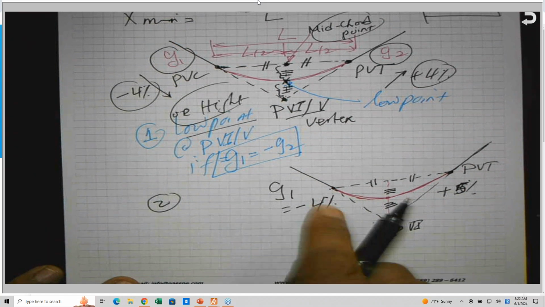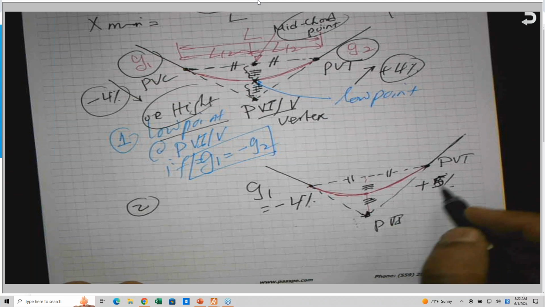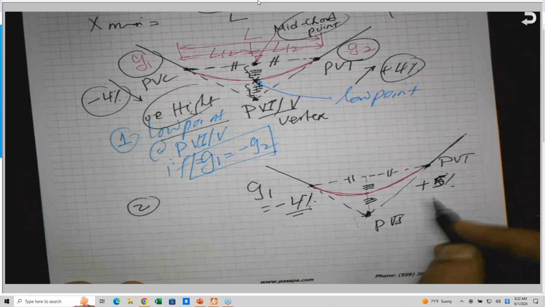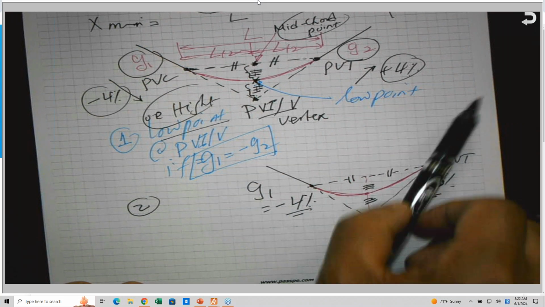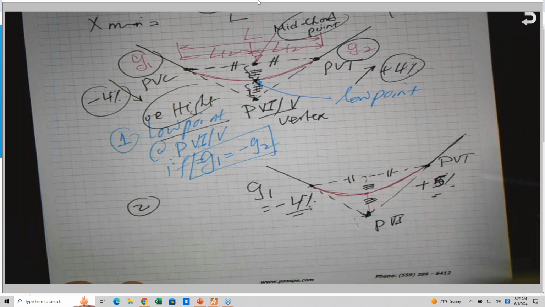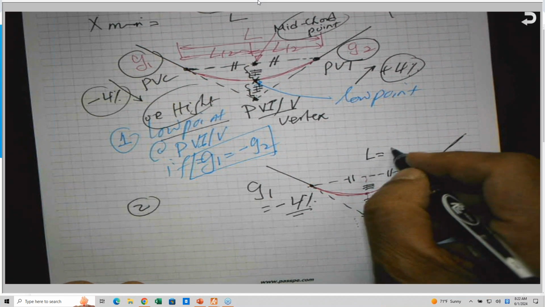So for this sag vertical curve, we have only one low point. Now the grades are different. This is a grade and this is a grade. This is considered a flat grade compared to this steep grade. The higher the number, the steeper the grade. Okay, so assuming that this L here is equal to 800 feet.